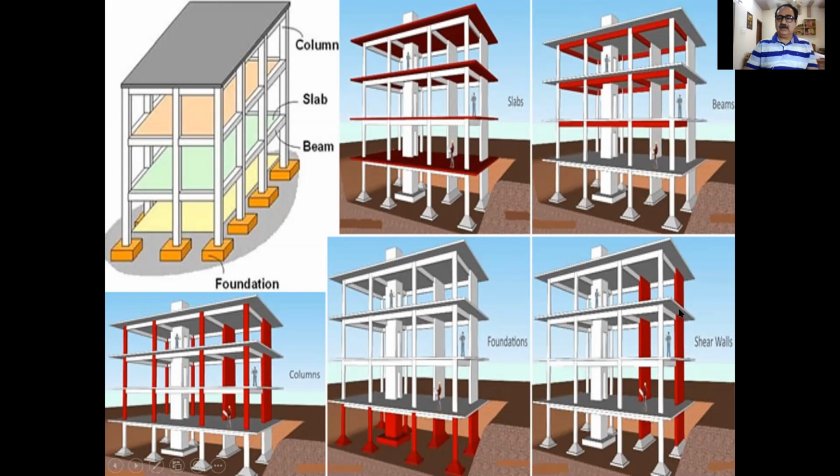Shear walls are constructed in between these members to increase the shear strength of the particular RCC structure. It also helps in mitigating the earthquake forces which are acting over the RCC structures.